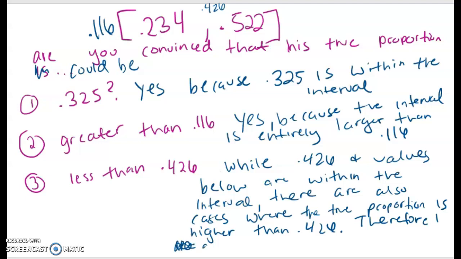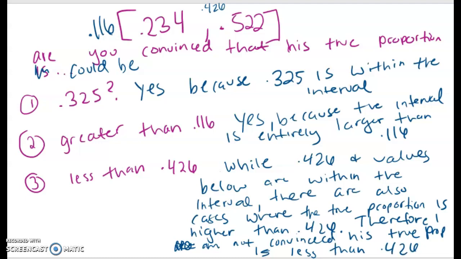I am not convinced that his true proportion is less than 0.426. So anytime it asks you to see if there are values that could be within the interval, or if you have evidence that you have a greater true proportion in this case, or a lesser proportion than this, you're looking to see if those values are within the interval, and you're making your conclusion based off of that.